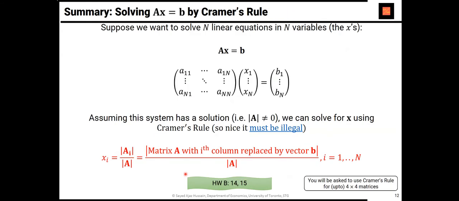All right, so in general, if you're solving this massive system like this, you want to solve for some xi, which could be 1 through n. Take the matrix A, replace the ith column by the vector P, take the determinant, divide by the determinant of the original matrix A, and then you're done. And by the way, you'll be expected to use Cramer's rule definitely for anything up to 4x4 matrices.